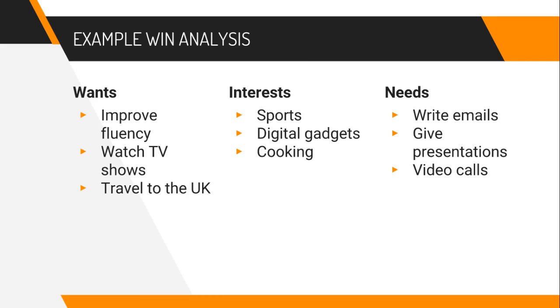So you find out what they want. And then you ask them about their interests. Now, they don't have to be related to English language learning. And maybe your learner tells you, I love sports. I'm a big fan of football and Formula One. I'm also really interested in technology. I love digital gadgets, especially anything related to Apple. And I really enjoy cooking. That's one of my hobbies and it helps me relax. So me and my girlfriend, we love going to great restaurants. So I'd like to learn a bit more about cooking.